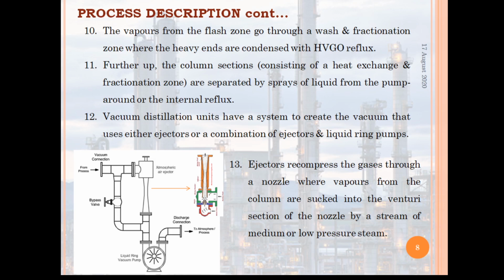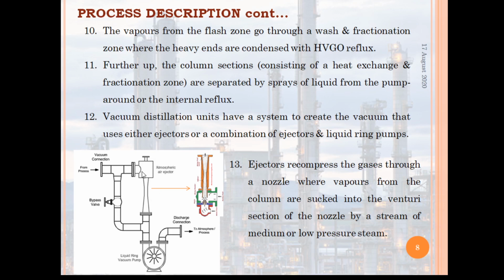So these vacuum distillation units have a system to create the vacuum that uses either ejectors or a combination of ejectors and liquid ring pumps. So these vacuum distillation units create vacuum. Here we can see there is a combination of ejectors with a liquid ring pump. This is a special type of vacuum pump which also helps to create the vacuum, and the ejectors also help to reduce the pressure further.